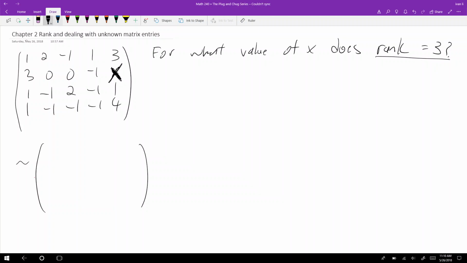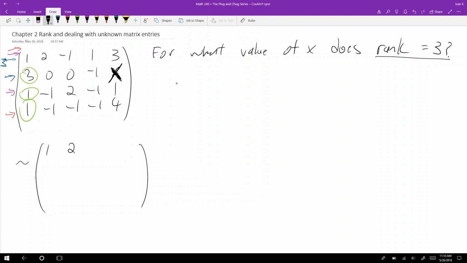And what I'm going to do then is take row 2. So we want to zero out these guys. And so I'm going to take row 2, and then I'm going to subtract out 3 times row 1. And then we're going to take row 3, and I'm going to subtract out row 1. And then I'm going to take row 4, and I'm going to subtract out row 1 as well.